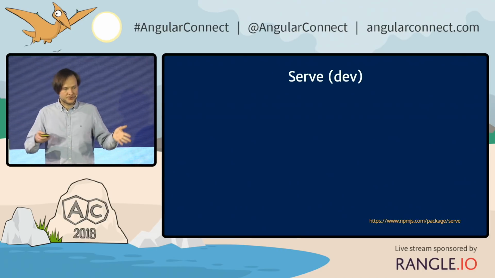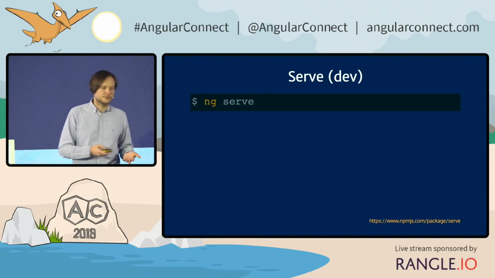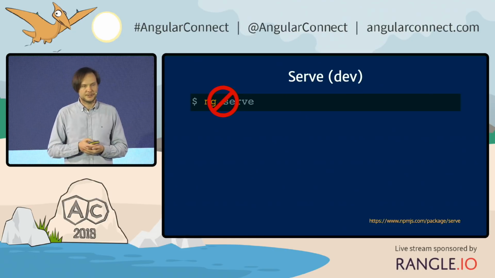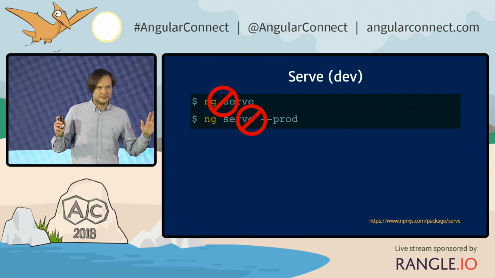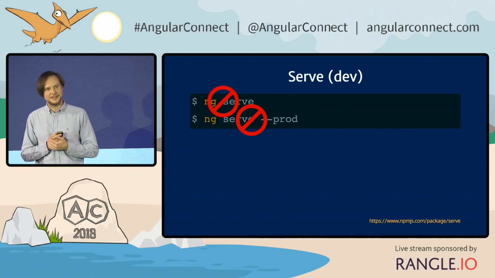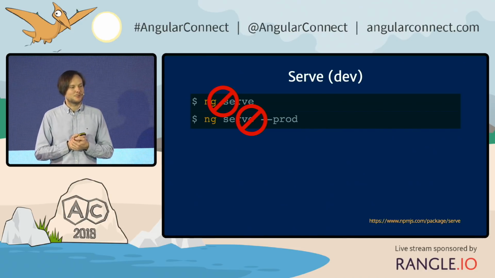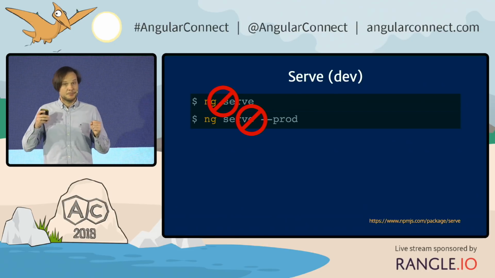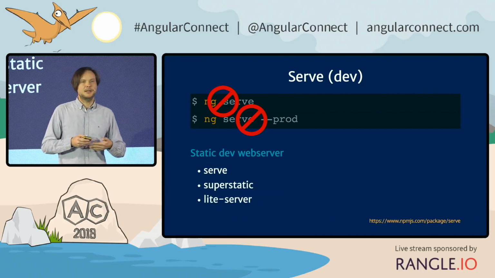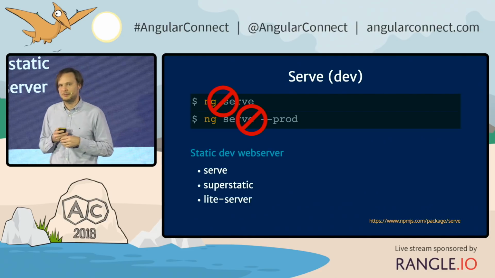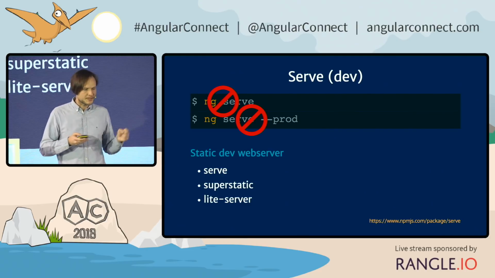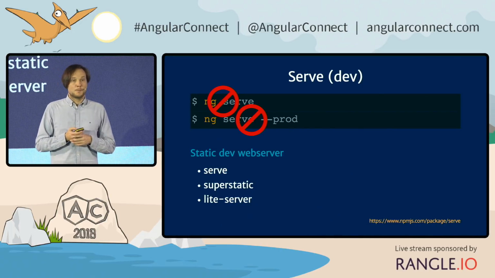Now it's time to serve this, and unfortunately, our favorite ng serve is not a salvation here. Even in production mode, it is too smart to run something that will test Angular Service Worker. But what can we do? We can use any of the static development web servers. There are plenty of them, really nice ones. The list is for you.